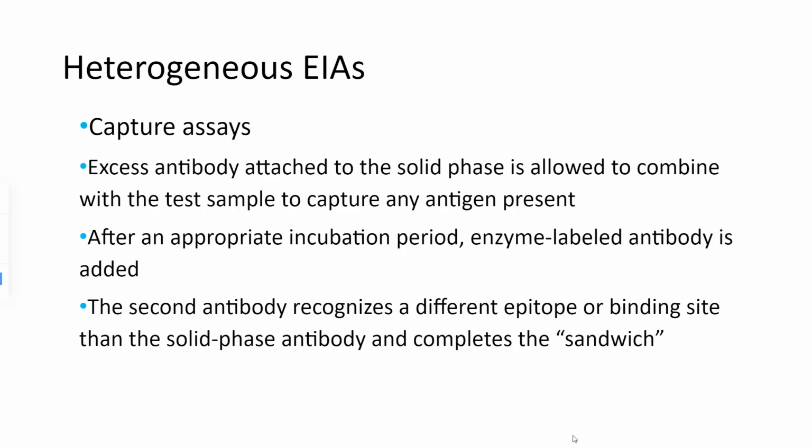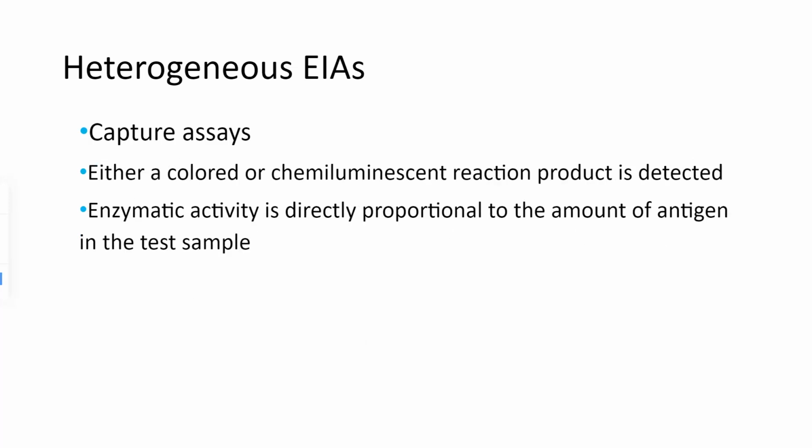So you'd put antibody at the bottom, the antigen would be in the middle, and then you would have a secondary antibody bind to a different portion of that antigen, and it would create a sandwich. So antibodies on the outsides and then the antigen in the center. Either a colored or chemiluminescent reaction product is detected. Enzymatic activity is directly proportional to the amount of antigen in the test sample.